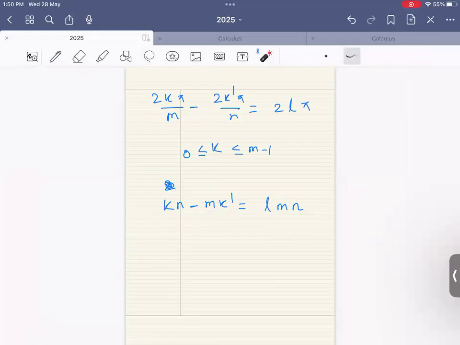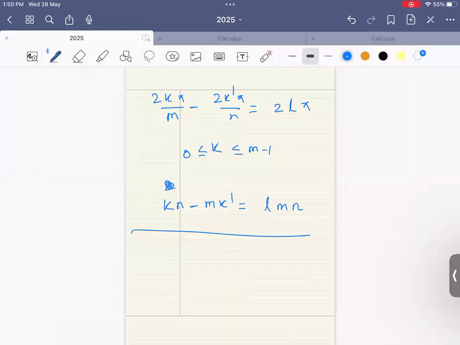Right, so now that we have established this part, that a to the power m minus 1 divides a to the power n minus 1 if and only if m divides n, let's get back to the problem.